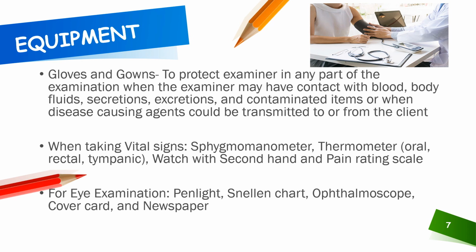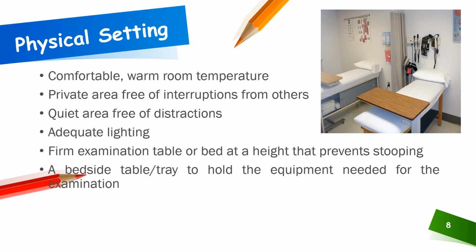For eye examination, we can get a penlight, a Snellen chart, an ophthalmoscope, a cover card, and a newspaper. And also, for example, if we want to check the abdominal area of our client, we need a stethoscope so that we could detect the bowel sounds, a measuring tape, and maybe some pillows that could help when we position the client. So prior to the examination, collect the necessary equipment and place it in the area where the examination will be performed. This promotes organization and prevents the nurse from leaving the client to search for a piece of equipment. So how do we prepare the physical setting?